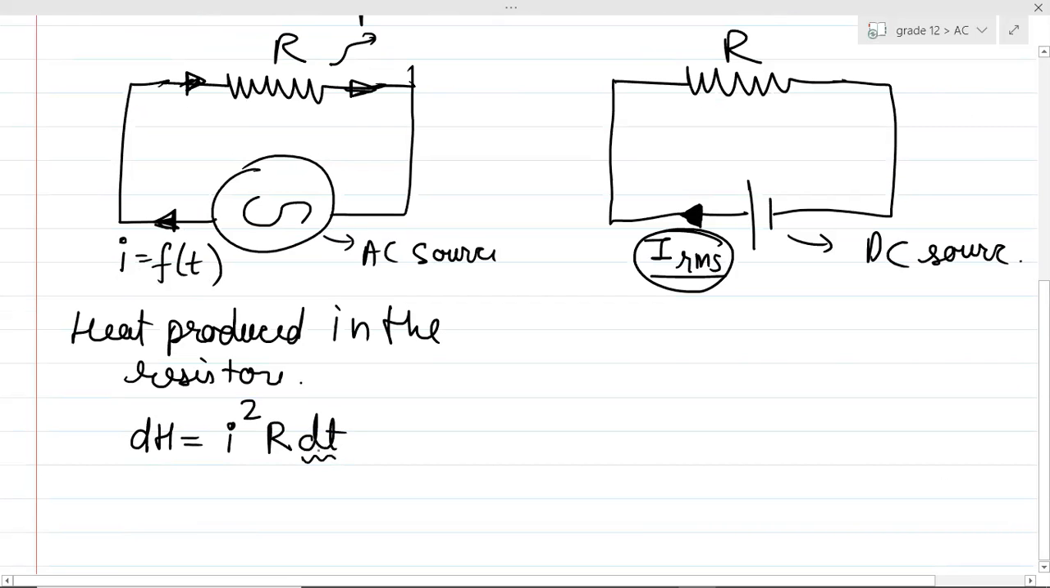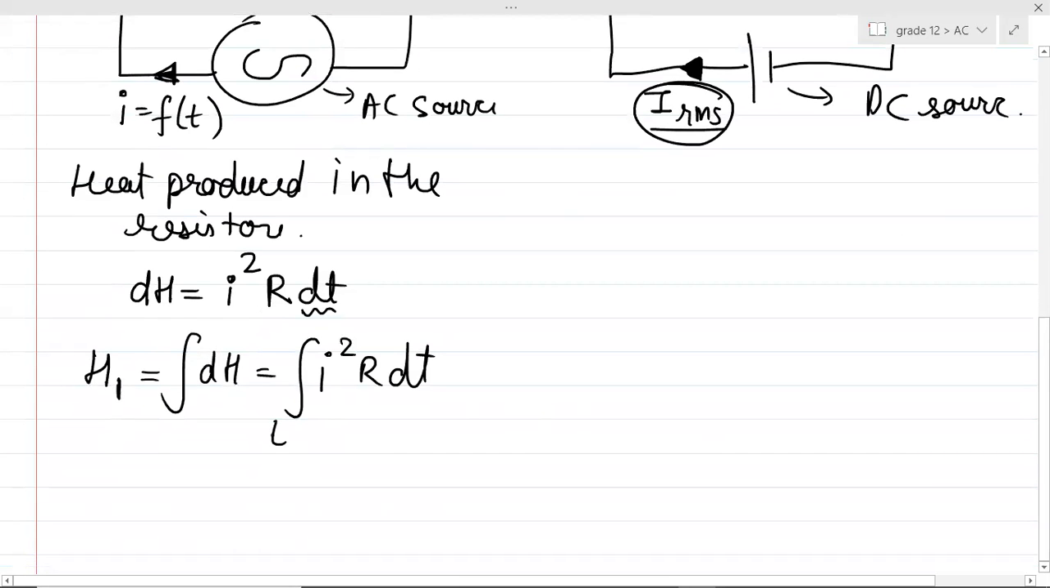If I flow the current for a very small interval of time, will the heat be equal to this? Can you see the small heat produced is I square R into dt? Everyone remembers this formula? I square R is basically the power, and dt is basically the time interval. The power multiplied by time is basically what? Heat. Yes? So this is the heat H1, which will be the integration of dH, and that will be the integration of I square R dt, from time t1 to t2.